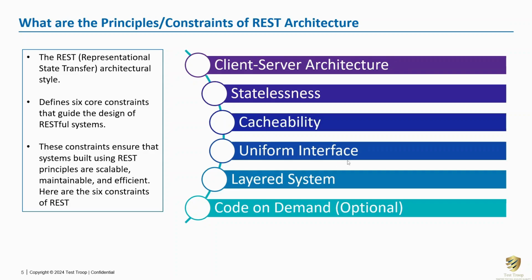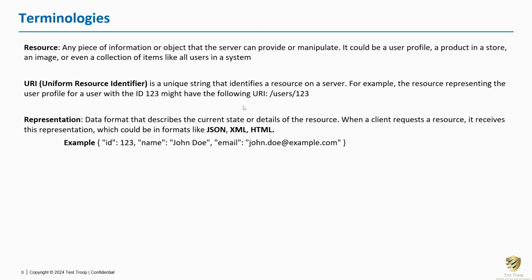Constraint number 4 is uniform interface. Before we discuss more about the uniform interface, we need to understand certain terminologies. In a RESTful service, each and every piece of information is called a resource. Resources are any piece of information or an object that a server can provide or manipulate. It could be a user profile, or a product in a store, or an image or a collection of objects.